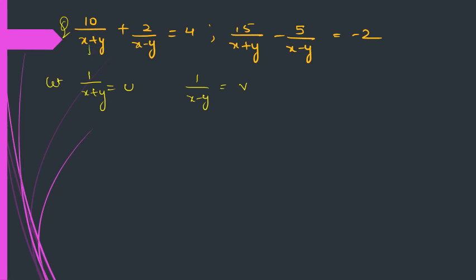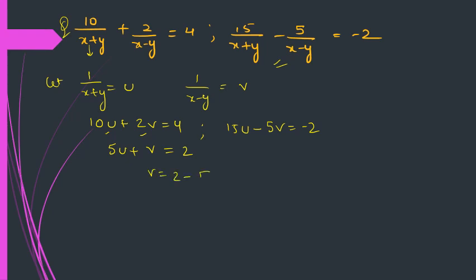So what you can write here is 10u plus 2v equals 4, and from here 15u minus 5v equals minus 2. Correct. You can simplify it a bit more when you divide by 2: 5u plus v equals 2. Now you can use any of the methods to solve for u and v, like substitution.